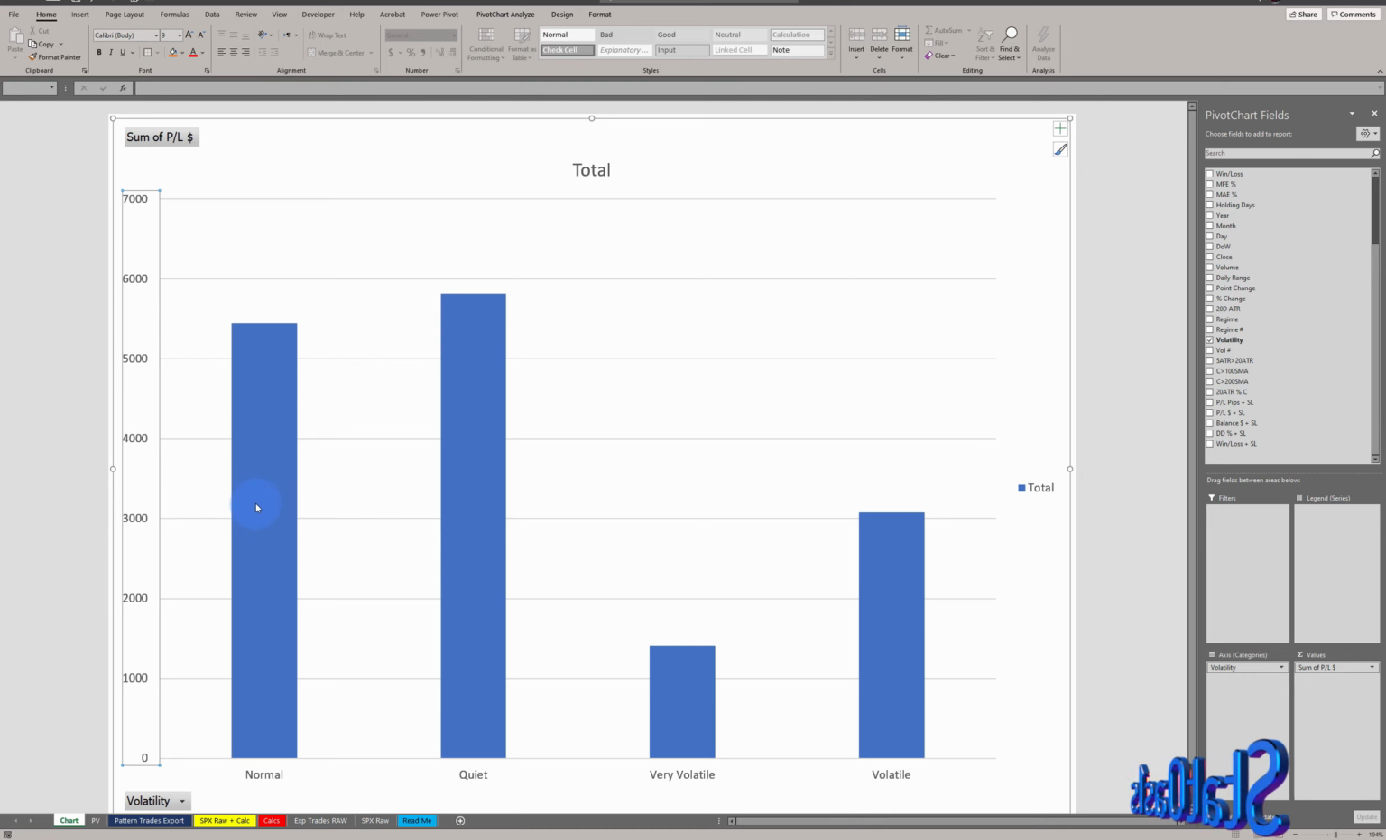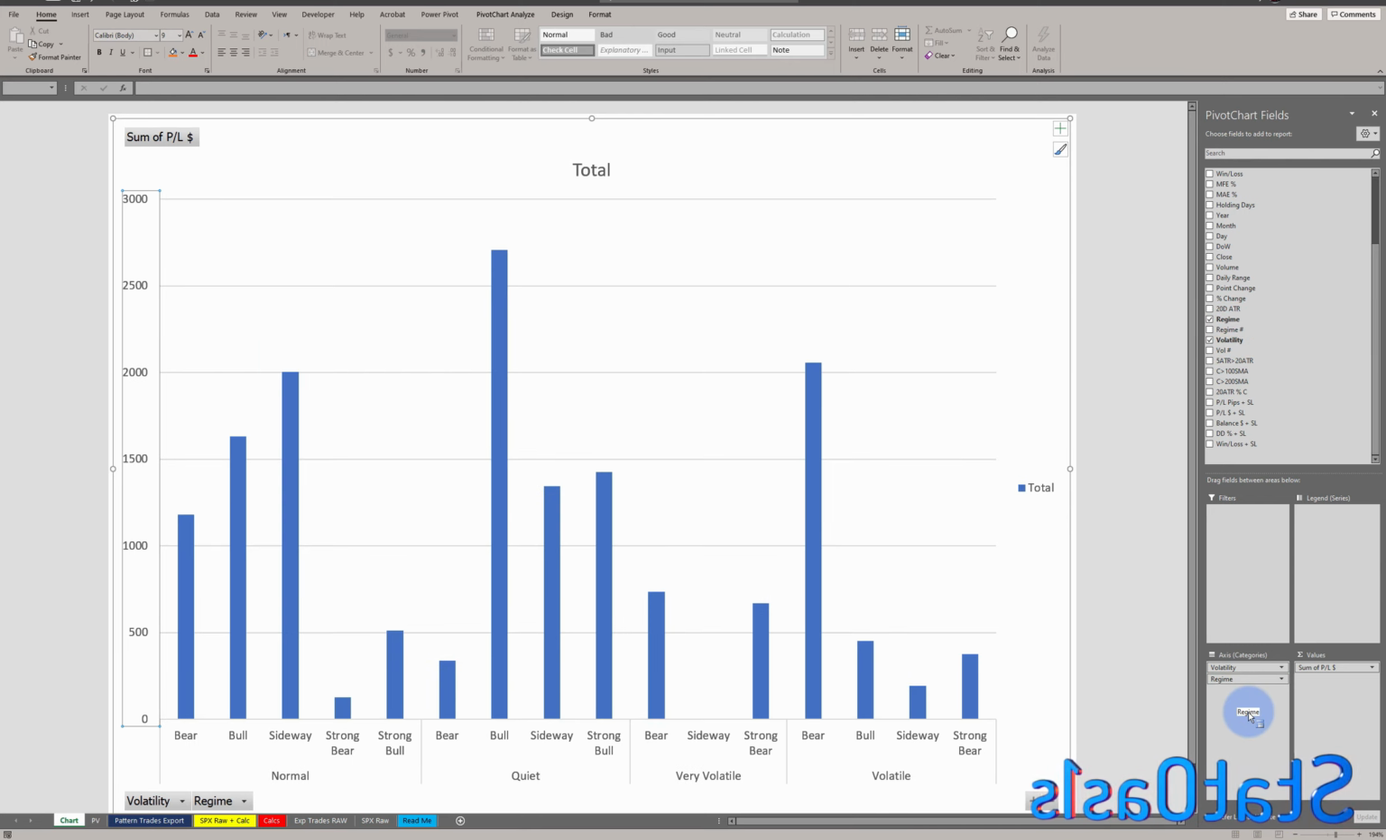Again, it's very clear that I make a lot more money in normal and quiet markets than in very volatile and volatile markets. And remember, you don't have to be this granular. You can combine these and these, and if you combine them, obviously it will be huge. And now something also beautiful you can do is you can combine these.